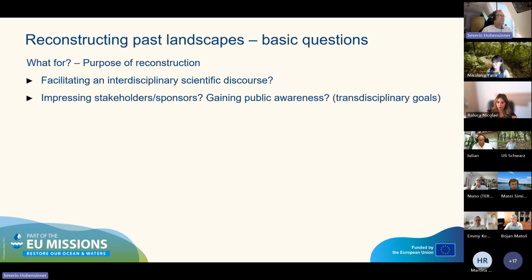Basic, theoretical questions: what for, why do we do such reconstructions? There can be different reasons. It can be facilitating the interdisciplinary scientific discourse. It can be impressing stakeholders and sponsors. It's always important to get the money. Or gaining public awareness. I have seen that the images we produce are very well accepted by the broader public, for exhibitions, for book chapters, even on TV.